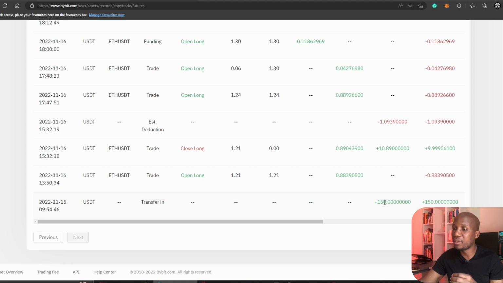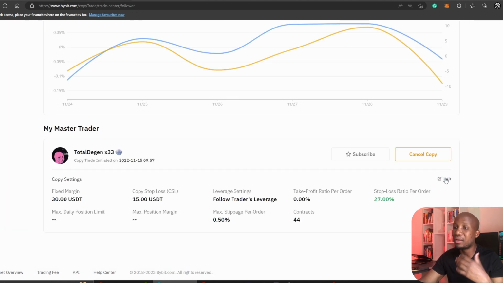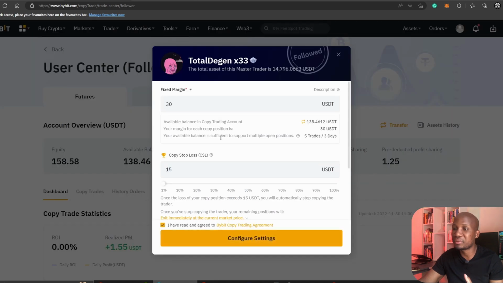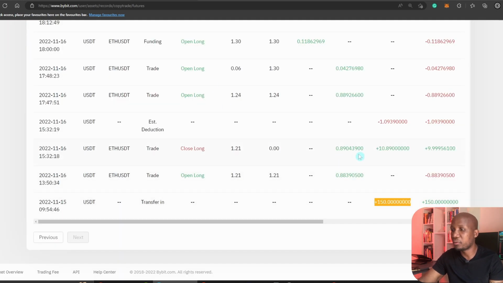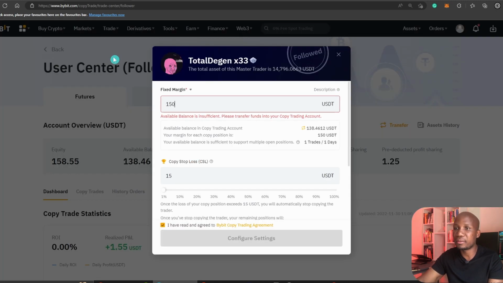The mistake I made was taking this $150 and, when I was setting up my copy trading account, putting it all as a fixed margin. Because of that, the first trade here was about $10 in profit. But because this trader opens up multiple trades per day, we needed a lot of margin within our account to sustain the new positions that are going to be opened. So I had to go and fix that within my copy trading account.